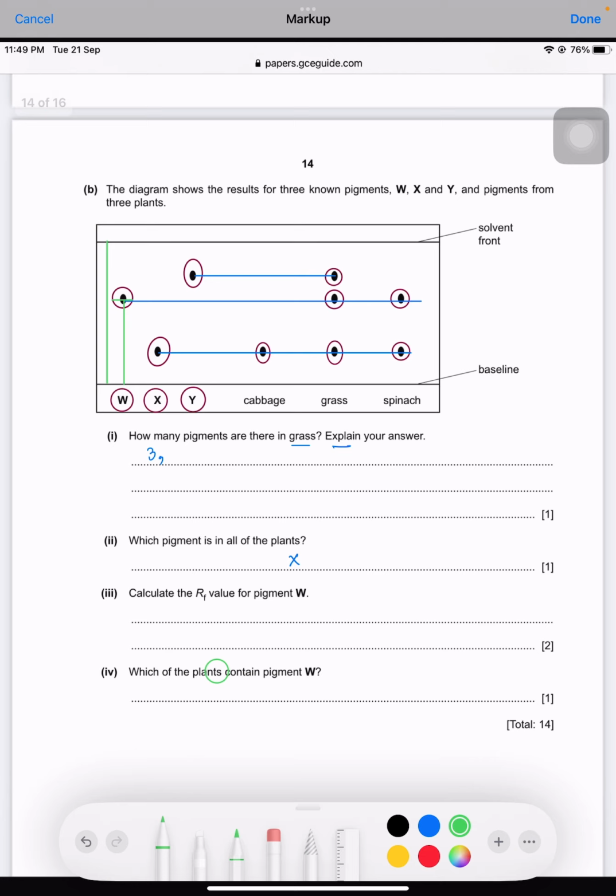So this question is telling you that sometimes a very simple topic can be asked in a very long way. It's a 14-mark question, so a student should pay perfect attention to the topic of paper chromatography as well. Thank you very much.